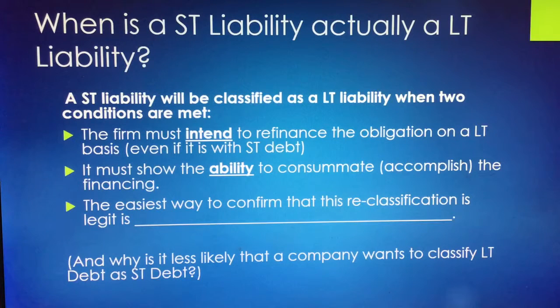The easiest way, if you're on an audit, if you want to know if the company was able to do that, well, of course the intentions can be one thing, but the ability is something else. Just check to see if they did it. In other words, if they said, within the next month we're going to convert this to long-term debt, okay, the audit won't be over by then. Just wait to see if they did it.